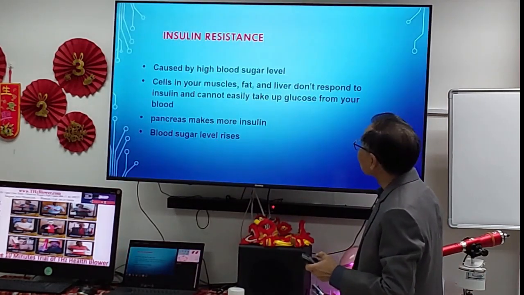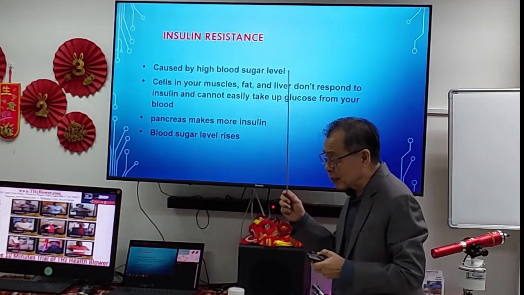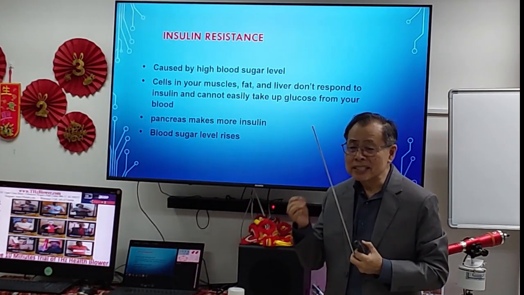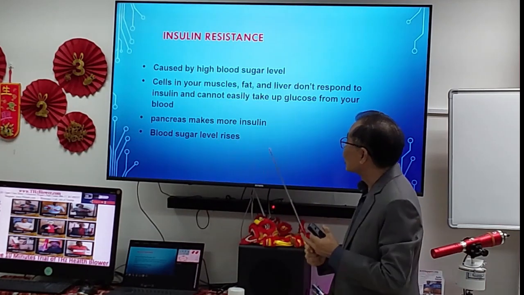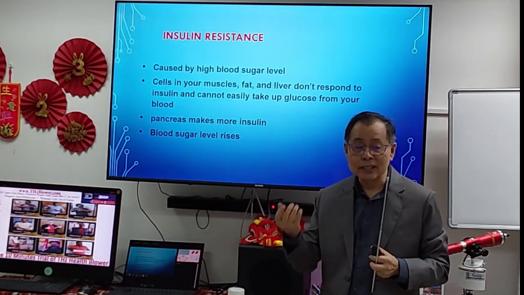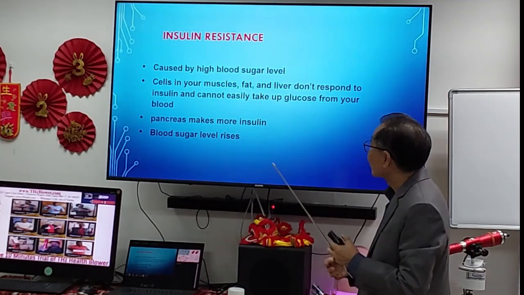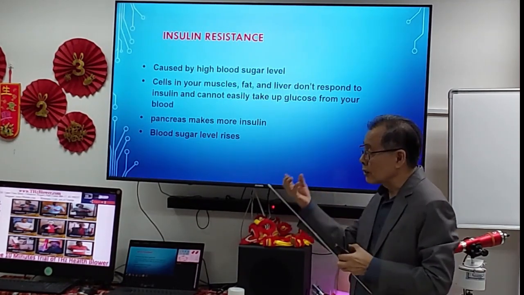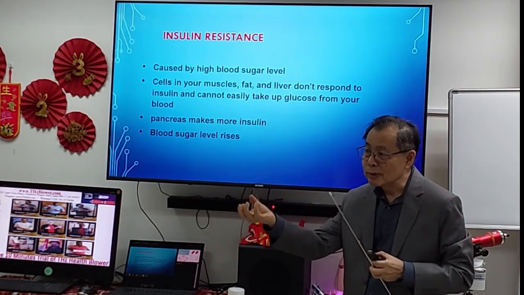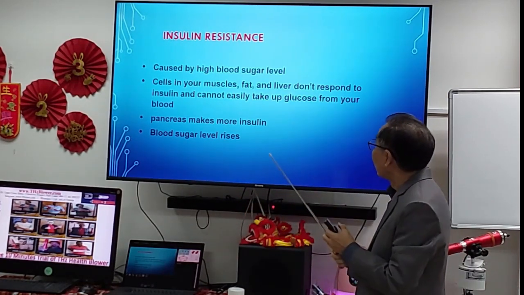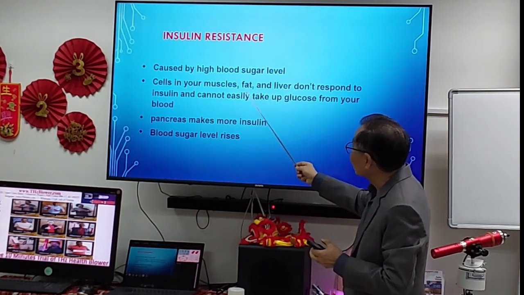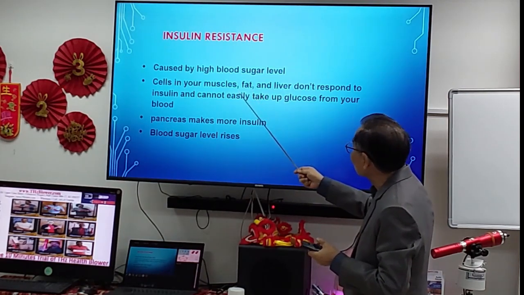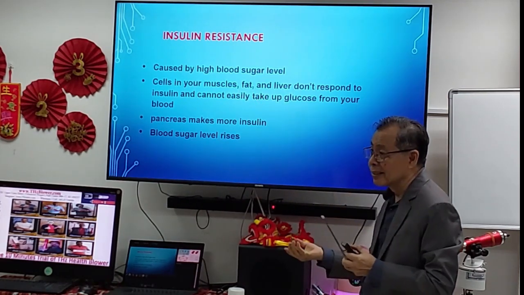So that is diabetes. When your blood sugar is always high, your cells become resistant to insulin. That means they don't respond to insulin anymore. Insulin causes your muscle, all the cells in your body, to take up glucose. And if the glucose doesn't get into the muscles and cells where it can be used, it goes to the liver or to the fat cells where it is converted to fat.